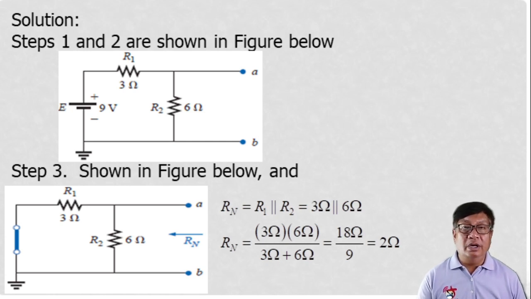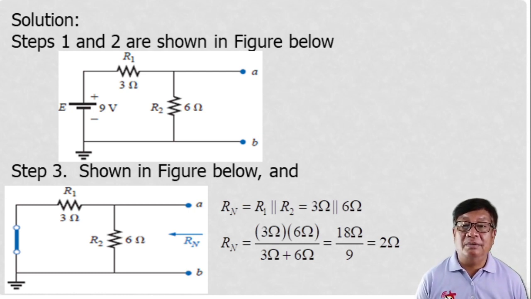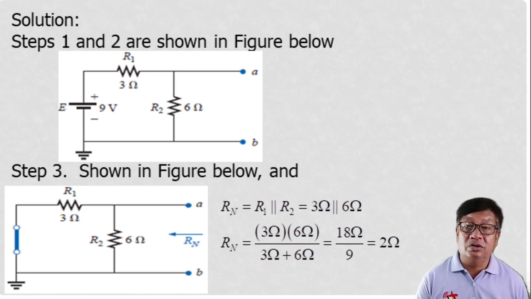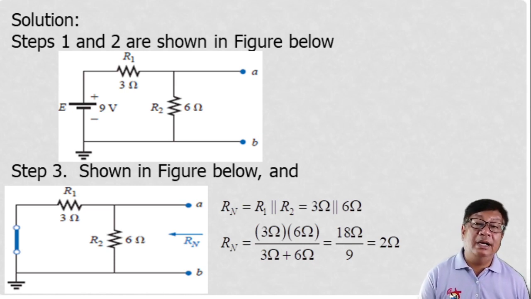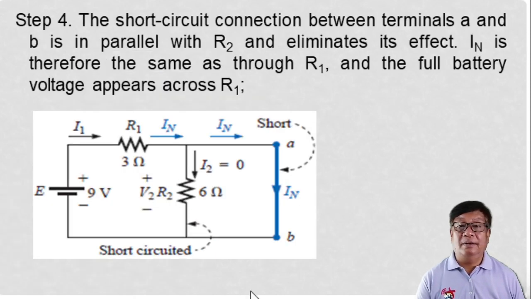So to compute R sub N, the looking back resistance, the Norton resistance, which, as I've said, will be equal to the Thevenin resistance, is equal to 3 times 6 divided by 3 plus 6. That is the formula to solve for the parallel resistances. So, if you're going to simplify this, it will yield 2 ohms. So, mayroon tayong 2 ohms diyan for sa Norton resistance natin.